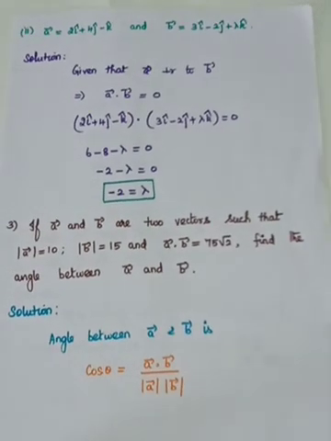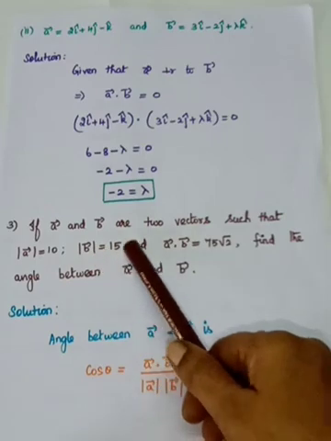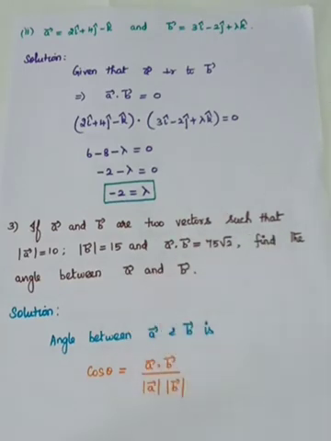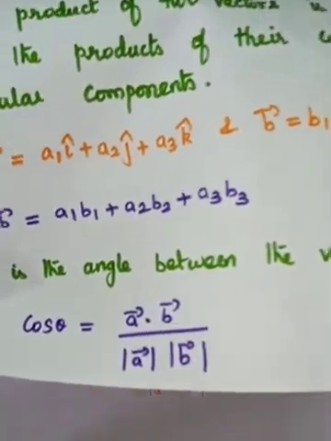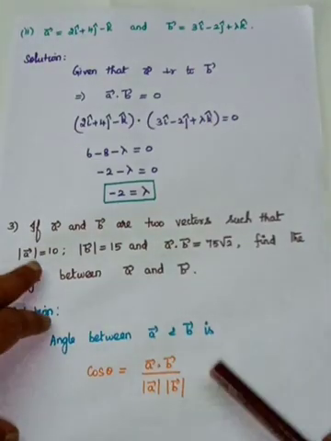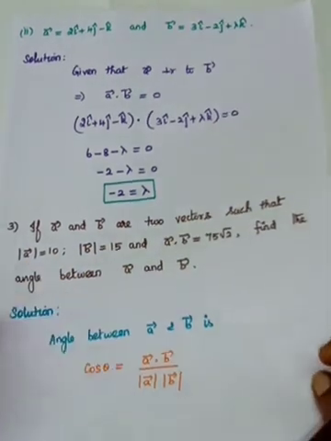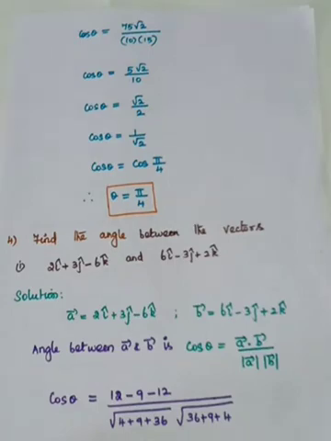Okay, so come to the third one. If a vector and b vector are two vectors such that modulus of a vector is equal to 10, modulus of b vector is equal to 15, and a dot b is equal to 75 root 2, find the angle between a vector and b vector. We have learned how to find the angle between two vectors. Which formula has to be used? Cos theta is equal to a vector dot b vector by modulus of a vector times modulus of b vector. So the formula is written here. Next, what results are given? Modulus of a vector, modulus of b vector, and a dot b are given. So in the numerator, in the place of a dot b, you have to substitute 75 root 2. What is modulus of a vector?